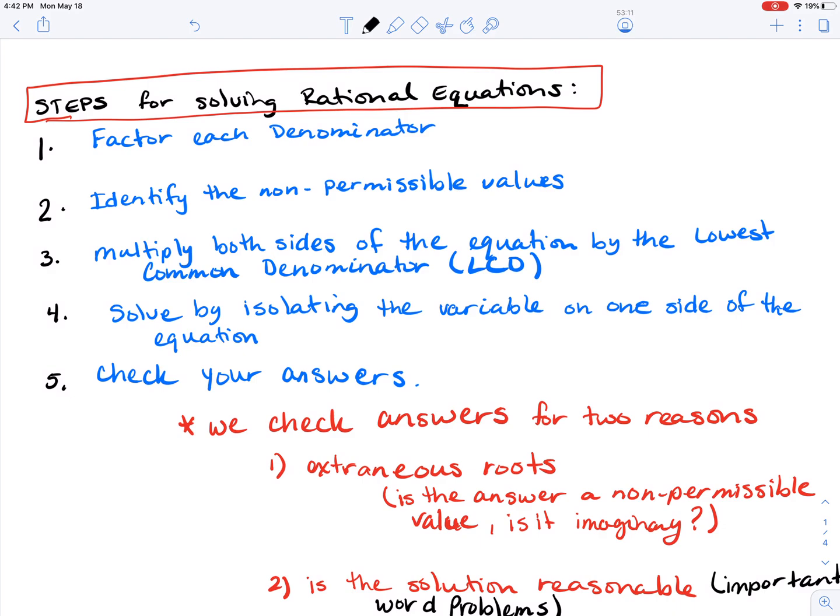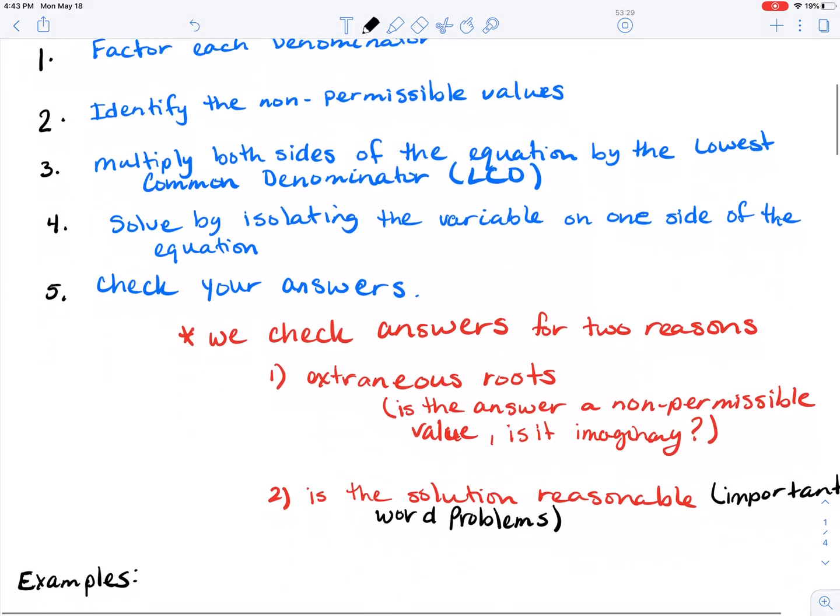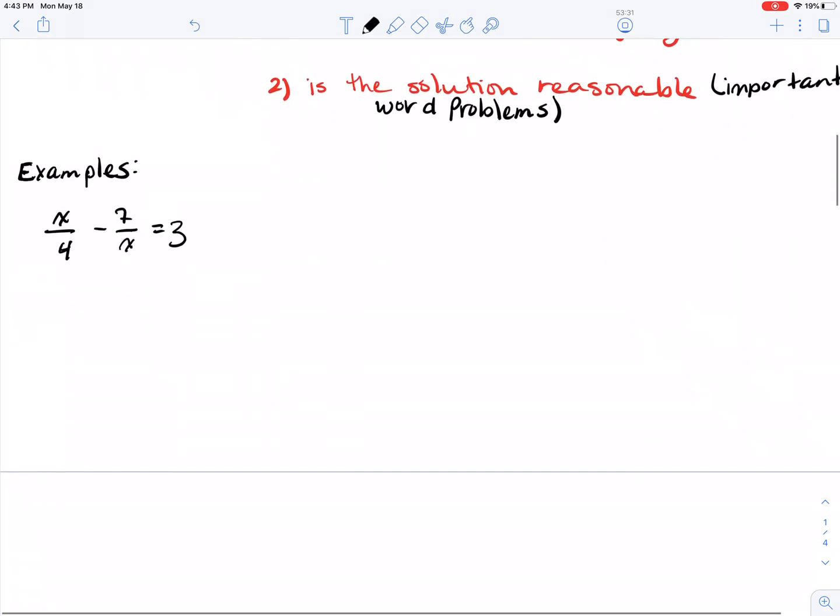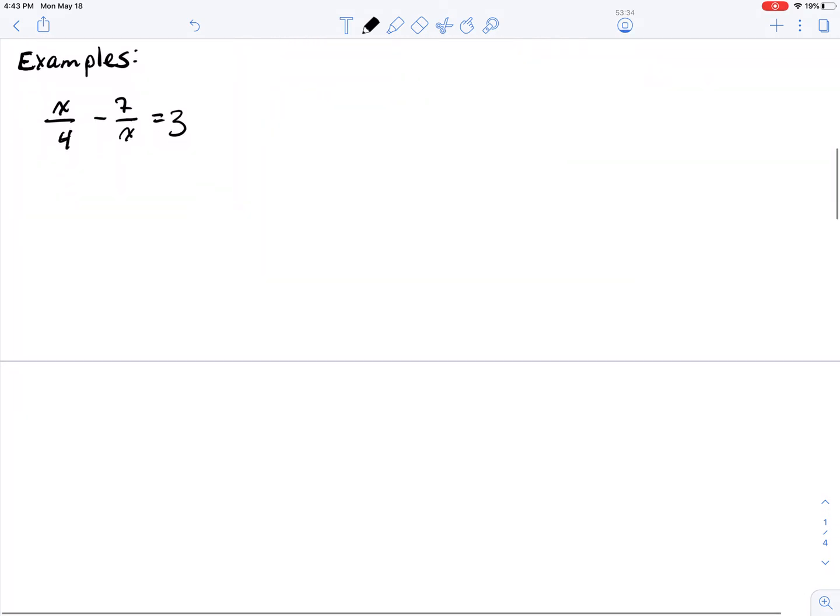Why do we check our answers? We check our answers to see, 1, if they're extraneous roots. Is the answer equal to the non-permissible value we found in step 2? Is it an imaginary number? Or 2, is the solution reasonable? This becomes very important when we look at word problems. Let's look at 3 examples and work through the steps with each one.